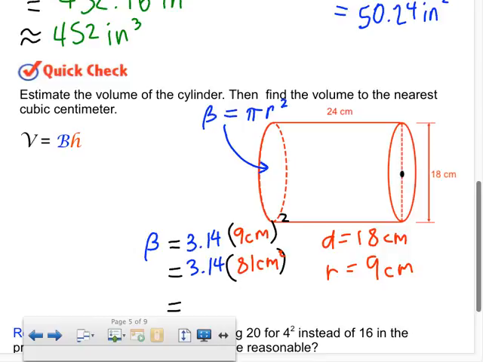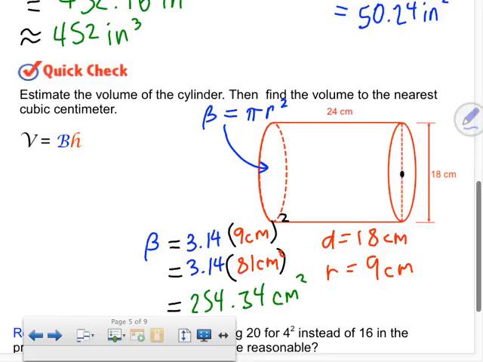254 and 34 hundredths. Say that again. 254 and 34 hundredths. Did anybody else get that? Good. So we get 254.34 centimeters squared. But that's not my answer, is it? I have to do one more thing. What do I have to do?